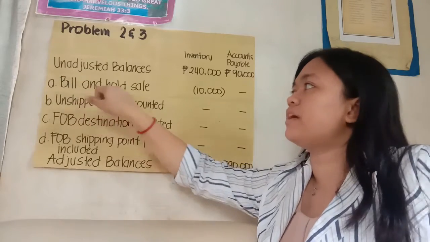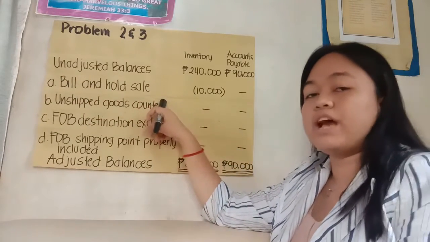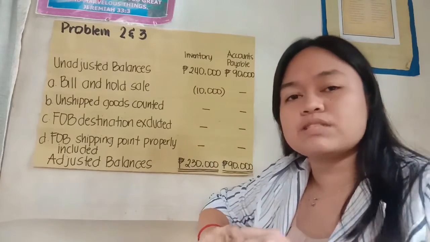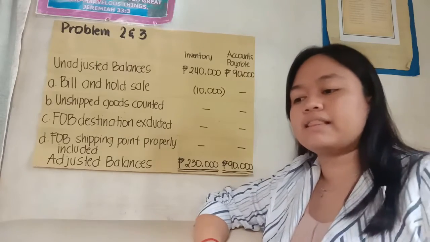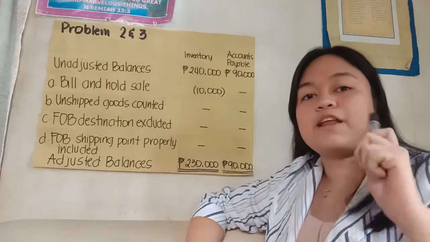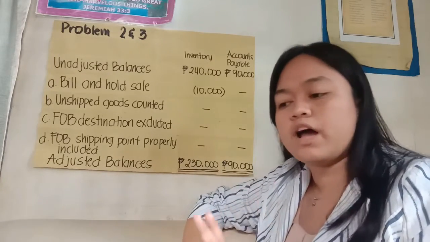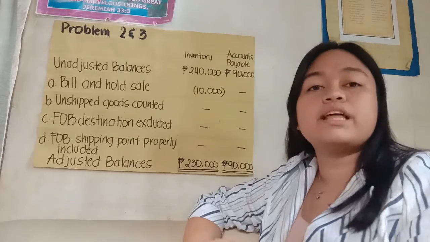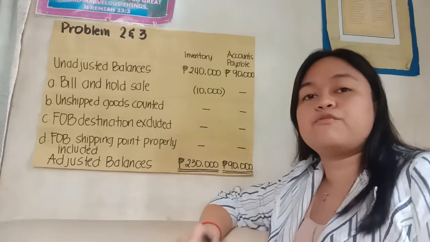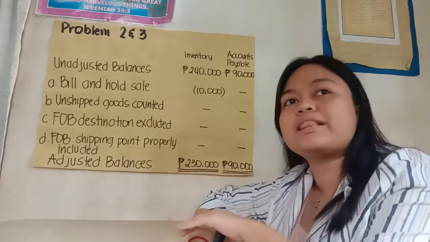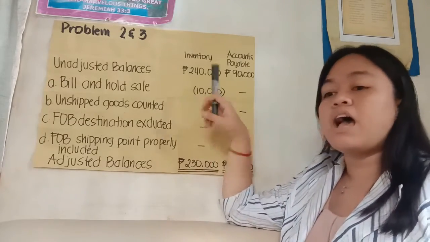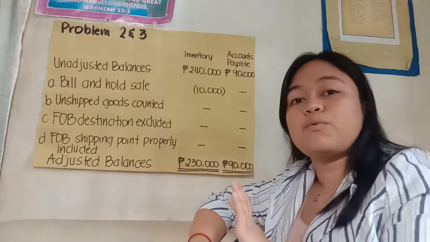A, it was the bill and hold sale. We have an entry with that, which is 10,000 pesos. But where did we get 10,000 pesos? First, remember that it was included in the inventory, right? The bill and hold sale was included in the inventory for December 31, 20x1. But the shipment was not made until January 4, 20x2. There were goods sold to the customer which cost 20,000 pesos. But where do we get the 10,000 pesos?